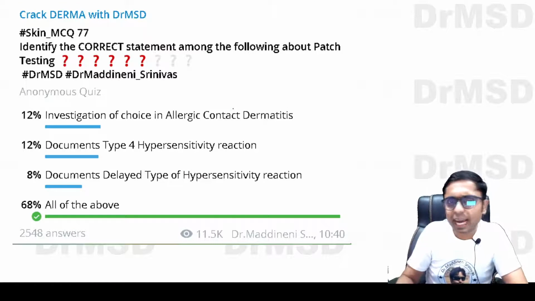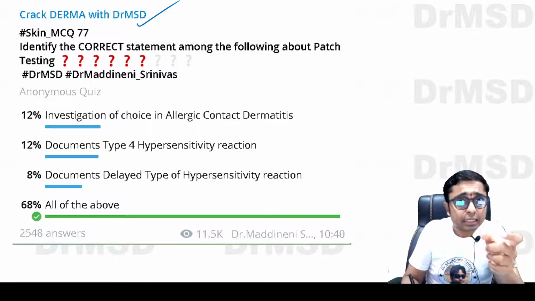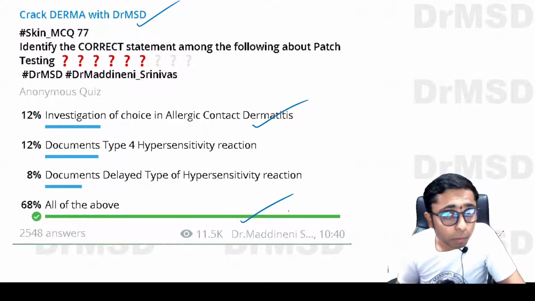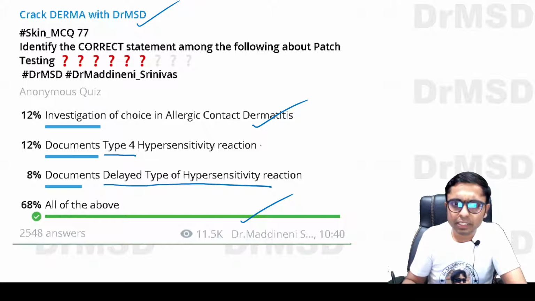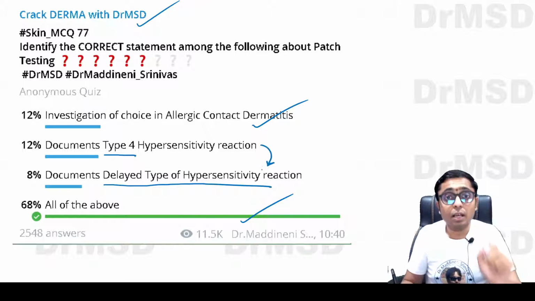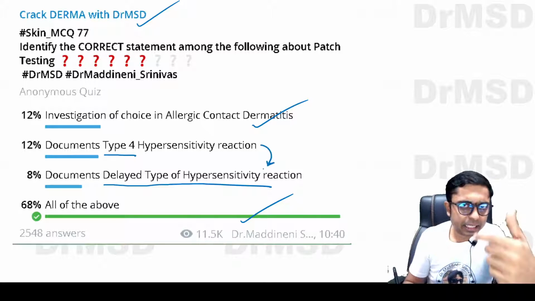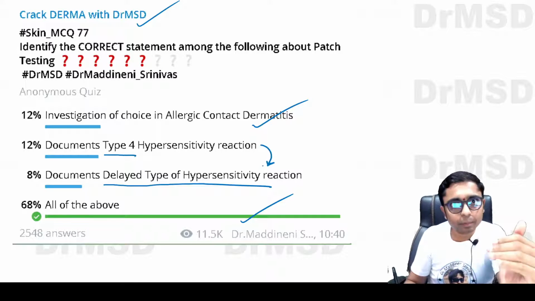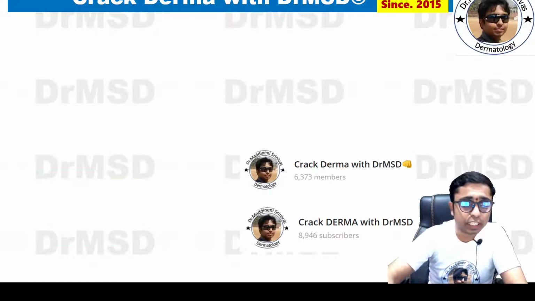And the same question when I asked in my Telegram group, Crack Derma with DrMSD, you can see that students suddenly answered option A without even noticing option number 4. I hope you all know that it documents type 4 hypersensitivity reaction, which is the other name for delayed type of hypersensitivity reaction. So the carry home message is, whenever you get a question in the exam, be it INICET, NEET or FMGE, be very cautious, read all the options carefully, and then only go to the next question. Okay, please don't be in a hurry. This is one suggestion which I want to give all of you.